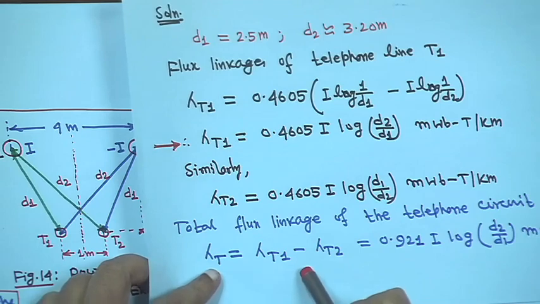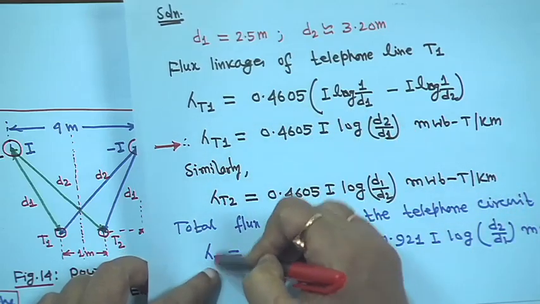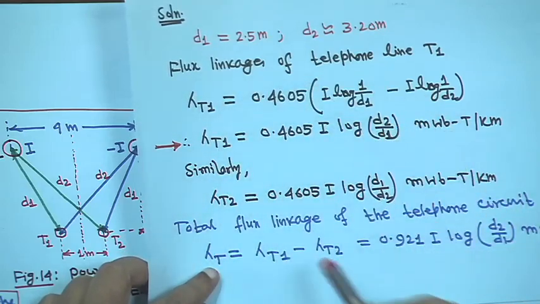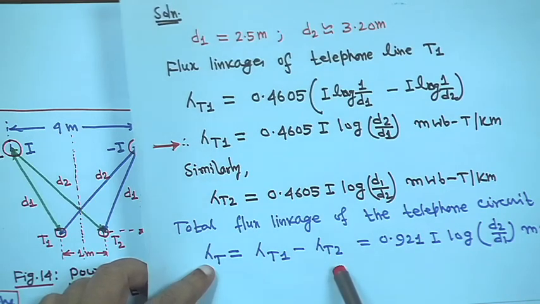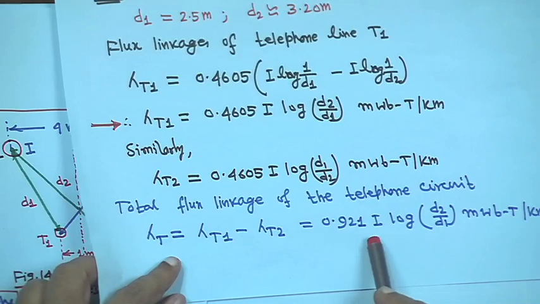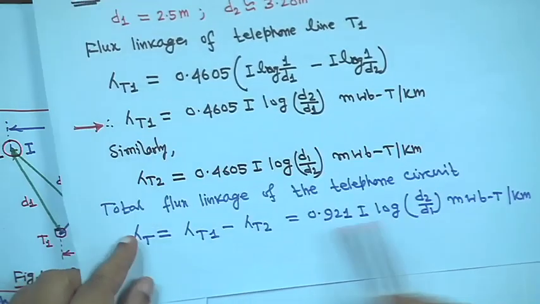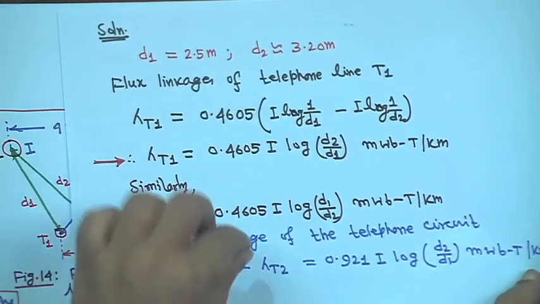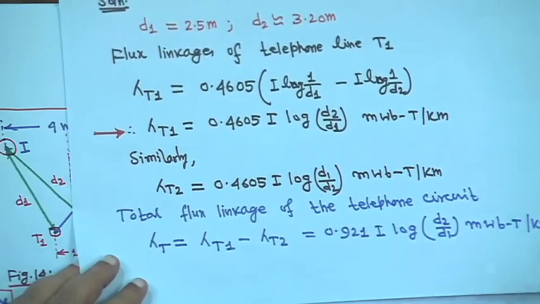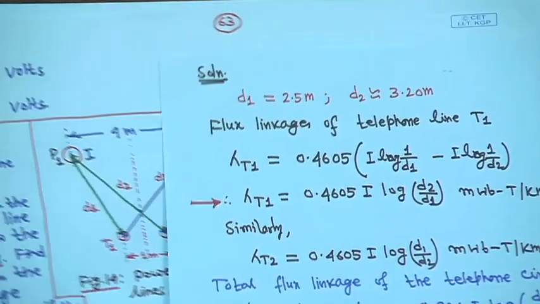This is left up to you, why minus. You think of these two equations, lambda T1 and lambda T2, but you think of the total in another way, right, then you will get the answer. Now, lambda T is equal to lambda T1 minus lambda T2, which will come 0.921 I log D2 upon D1 milliweber turns per kilometer. This is up to you, right. A little bit I will leave up to your imagination, why. So, that means we got the flux linkages.